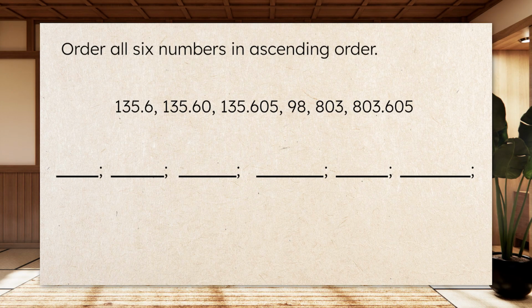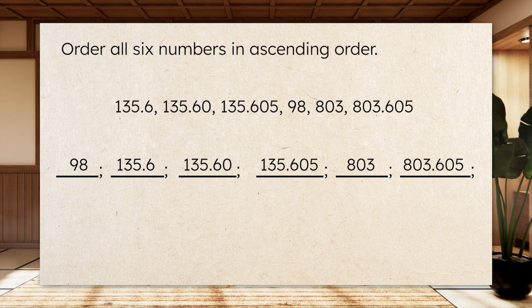And finally, when we list these numbers in ascending order, we have 98, followed by 135 and 6 tenths, 135 and 60 hundredths, 135 and 605 thousandths, 803, and finally, 803 and 605 thousandths. Way to go, challenge champions! You tackled that problem with sharp thinking and careful attention to detail.